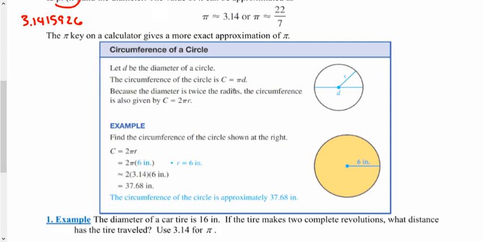Now, when we talk about the circumference of a circle, we can see that the circumference of a circle, C, the circumference is pi times diameter. Okay? You probably want to memorize this, pi times diameter.